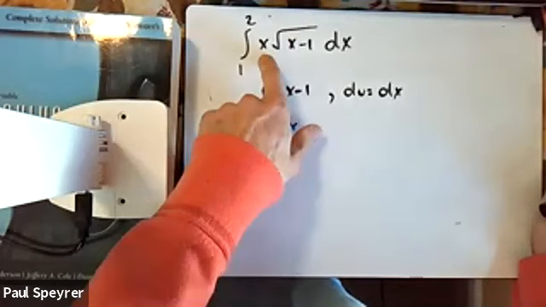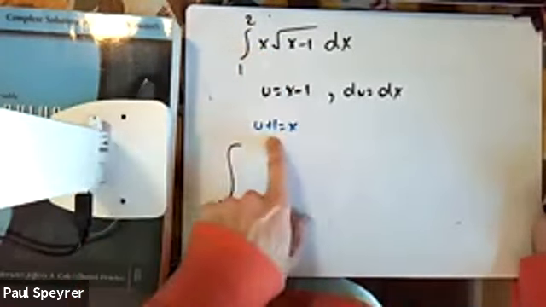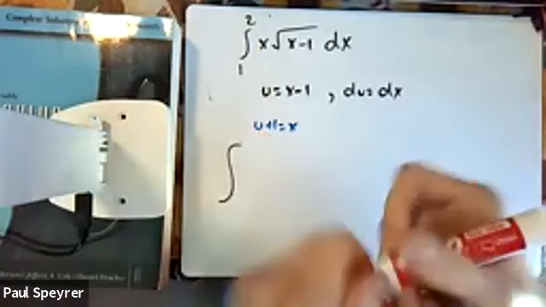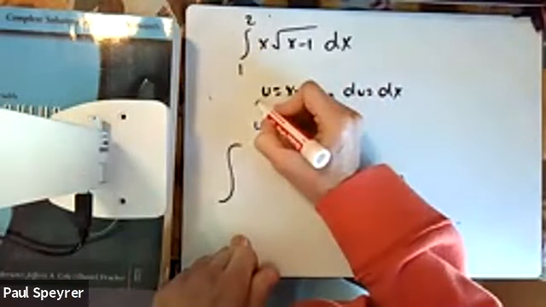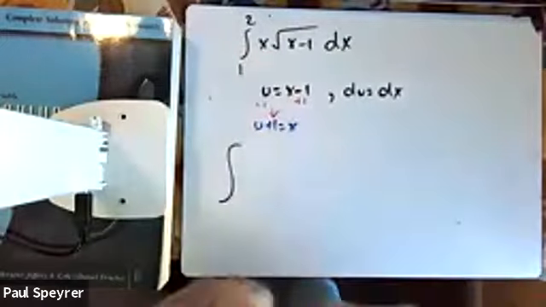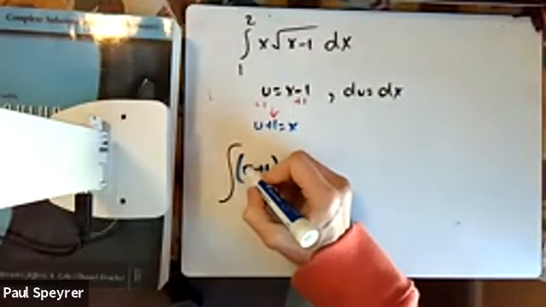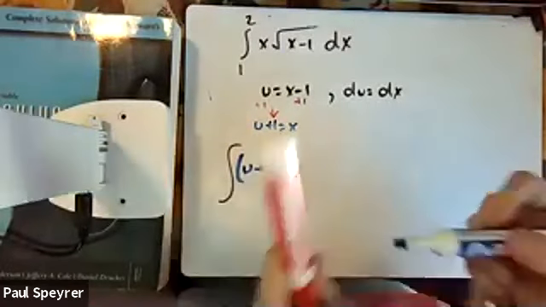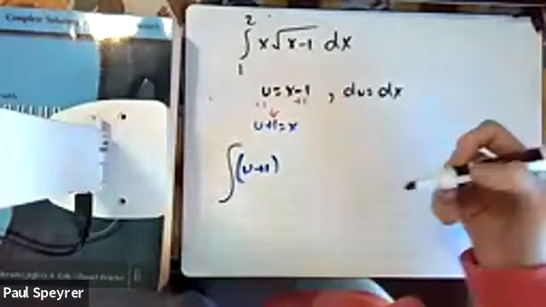So this x, what is that going to be in terms of u? We did that, right? We solved that right here. We manipulated, we added 1 to both sides. And that's how I got this, right? So instead of having x, you're going to have u plus 1. And then instead of the square root of x minus 1, we're going to have the square root of u. And then we're going to also have du, right?